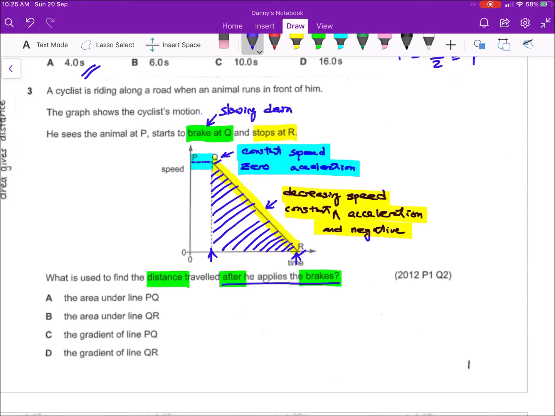As you can see here, gradient will be wrong, because if you find the gradient, you are getting acceleration. The area is correct, and I have to find the correct area, which is under QR. So the answer is B.